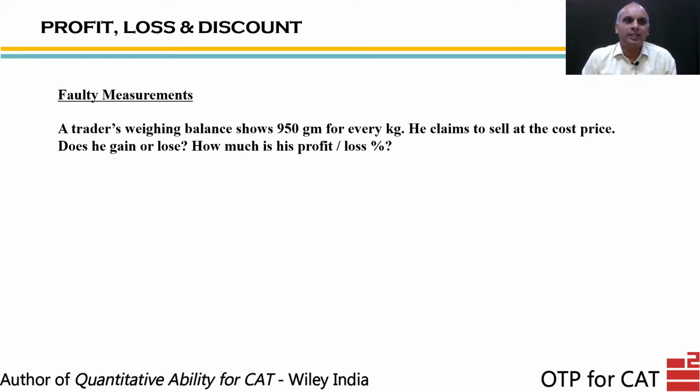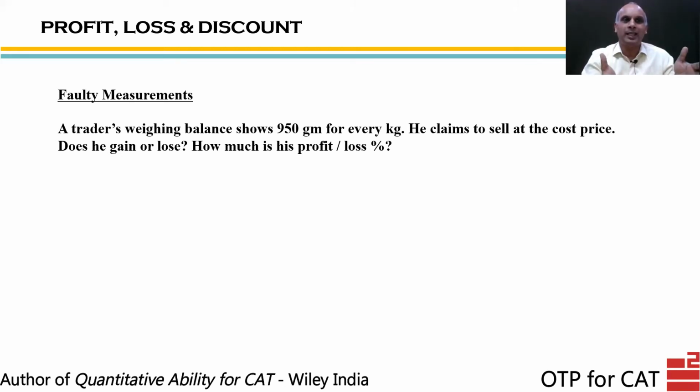In this case, we see that the trader's weighing balance shows 950 grams for every kilogram. He claims to sell at the cost price. So does he gain or lose, and by how much percent? Read the first line of the question very, very carefully. It says the weighing balance shows 950 grams. It shows 950 grams for every kilogram.